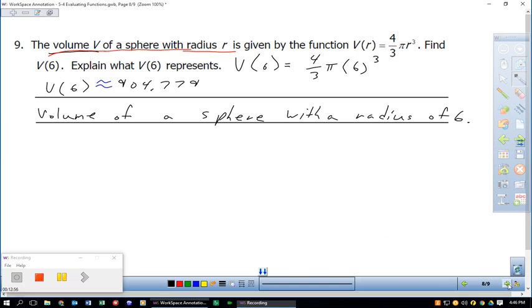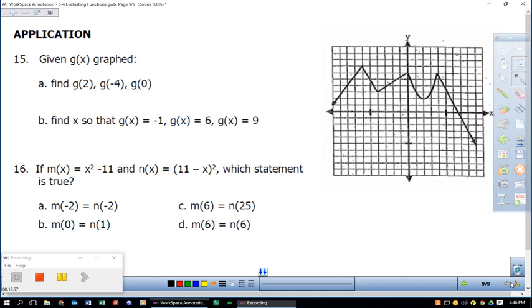Okay. Number 15. Given g of x graphed, that's it right over here. Find g of 2. Well, this is a little bit different from what we've had already. 2 is the x value. So where x is 2, that's 1, 2, if we look how high that graph is, you have this point right here. If you trace that over, that is at 2. So g of 2 equals 2.